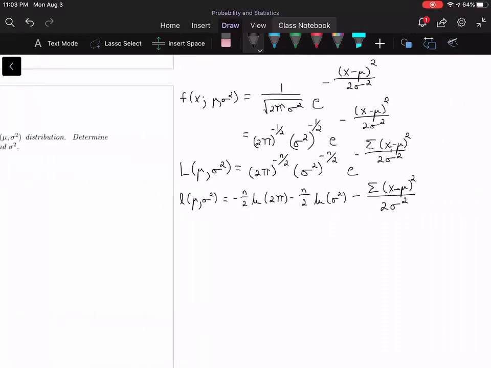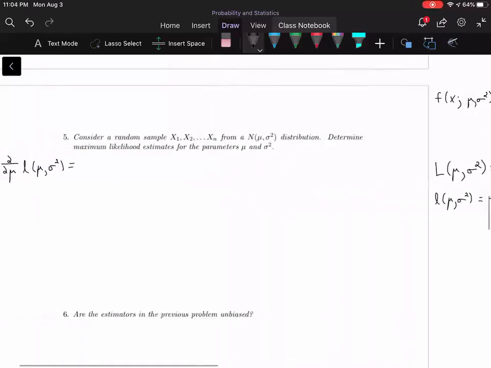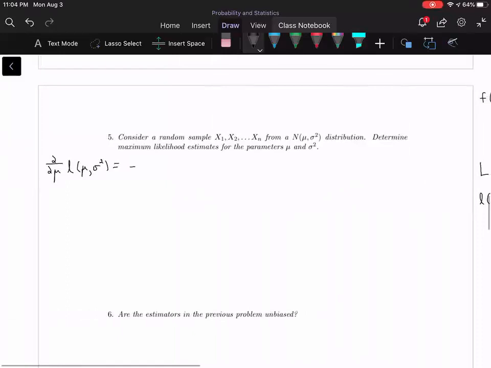So everything other than mu is treated like a constant, which means the negative n over 2 natural log of 2 pi, all those are constants, so that derivative is 0. Negative n over 2 times the natural log of sigma squared, there's no mu in there, so that is 0 as far as mu is concerned. And the third term does have a mu, but it's inside that quadratic form. So you're going to use chain rule. And so that chain rule is going to give us negative.